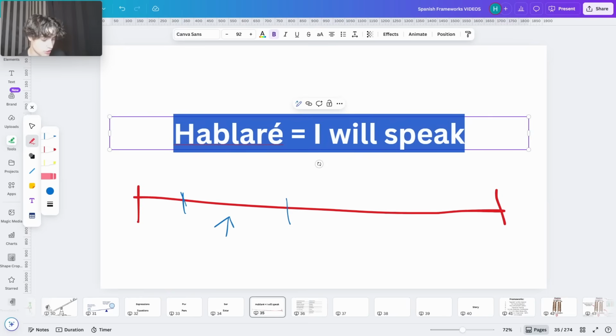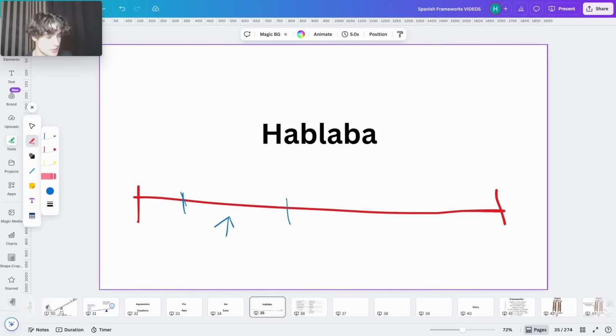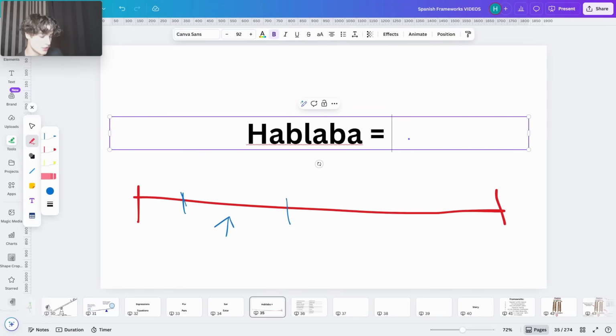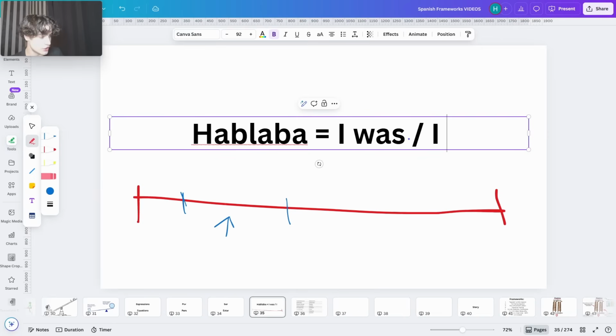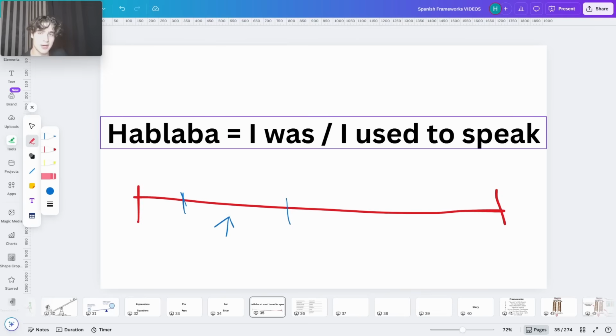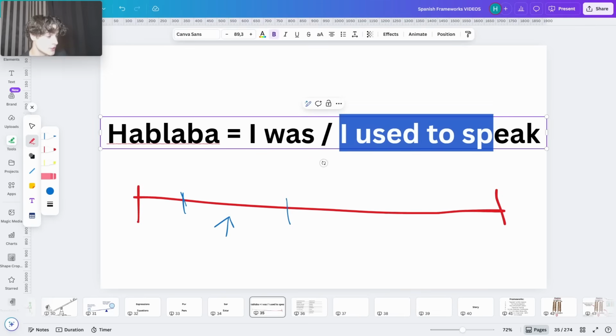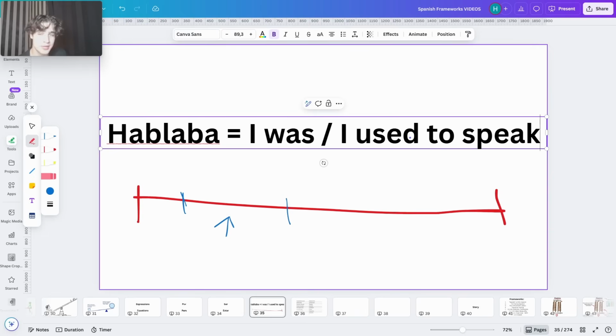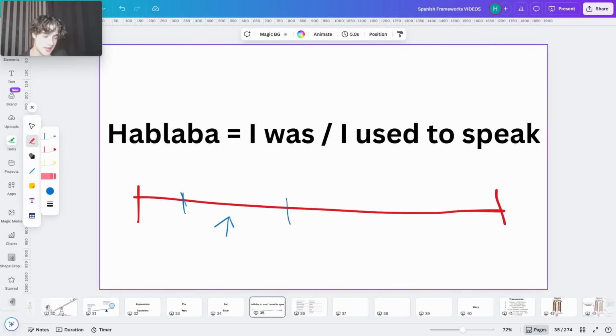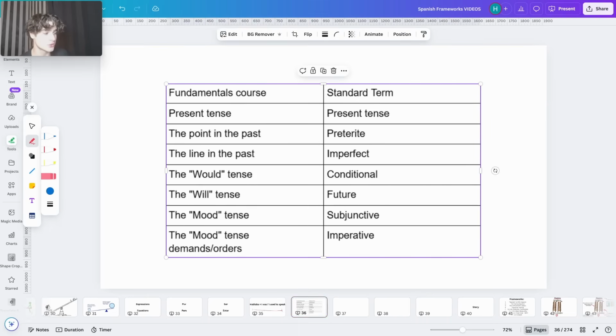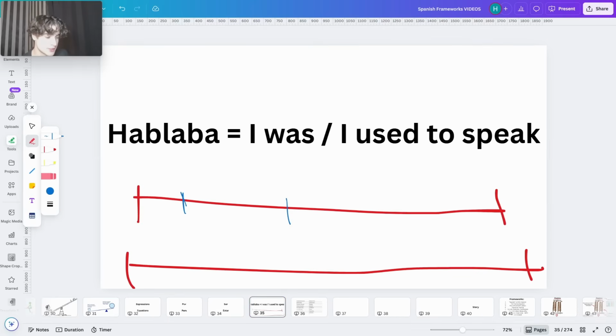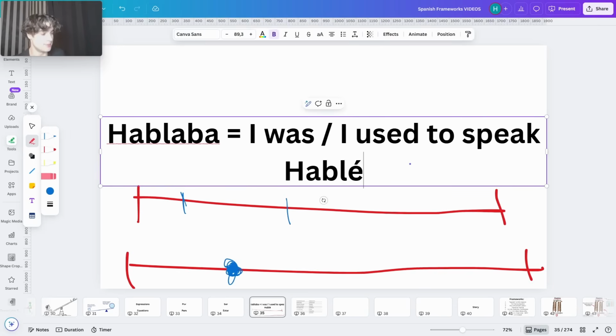And so in conjugation, this would look like hablaba, for example. Okay, and so this translates to I was or I used to blank verb. Because think about it, when you say I was or I used to, you're referring to a period of time in the past, right? And that is different to what is technically known as the preterite, which I like to call the point in the past, where you are specifically referring to one point in the past, one specific point, okay? And so that is where we have hablé, for example, and that means I spoke, okay?